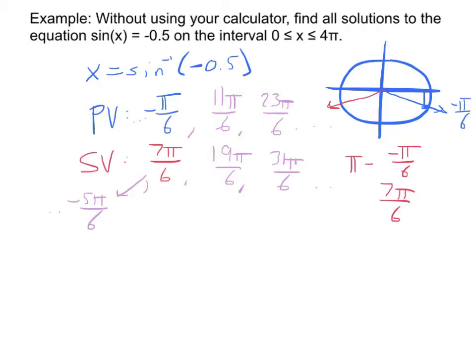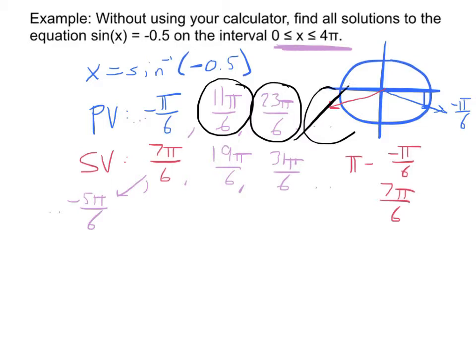So now, which of these values are on this interval? Well, you've got 11 pi over 6, you've got 23 pi over 6, which is almost 24 pi over 6. So if we had found the next one over here, it wouldn't have counted. We've got 7 pi over 6, we've got 19 pi over 6, this is too big, this is negative. So those 4 values are the 4 solutions to this equation on that interval.